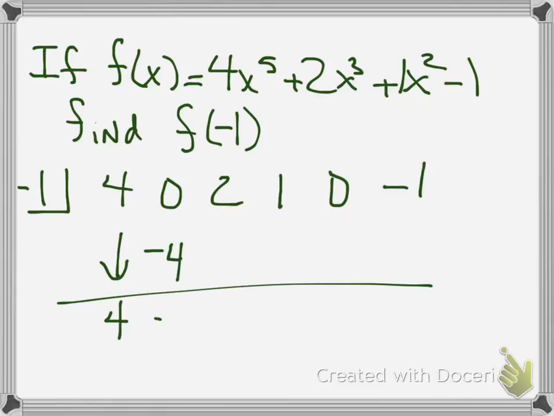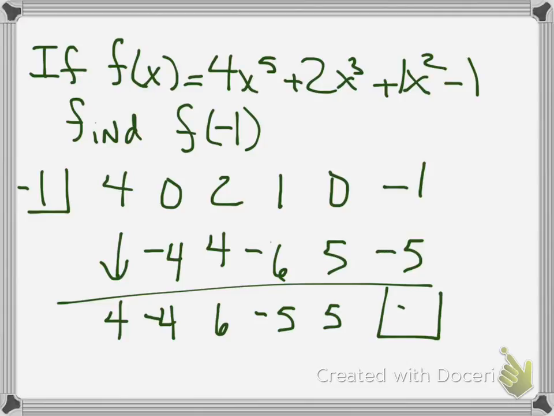Alright, so I'm just multiplying by negative 1, adding, multiplying, adding, multiplying, combining, and I've got that it was negative 6, so f of negative 1 is equal to negative 6. If I were to put negative 1 in place of the x, I would get an answer of negative 6. And there we go. So this is not really all that difficult when you think about it.